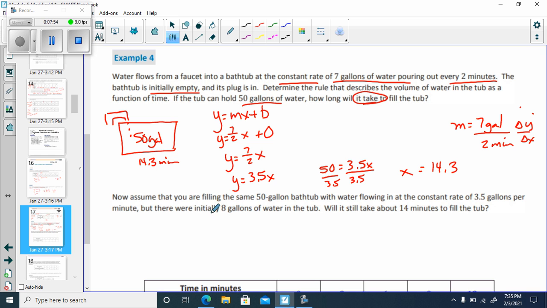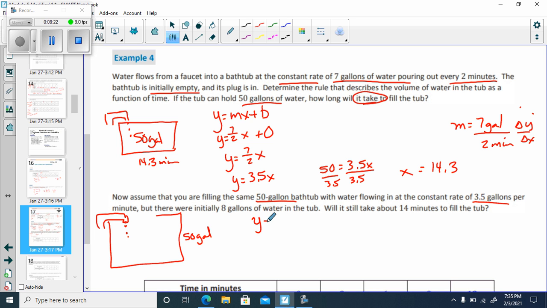Okay. Now assume that you're filling the same 50-gallon bathtub with water flowing at the constant rate of 3.5 gallons per minute. Same tub, okay? Water's coming out, okay? 50 gallons. We need 50 gallons to fill it up.